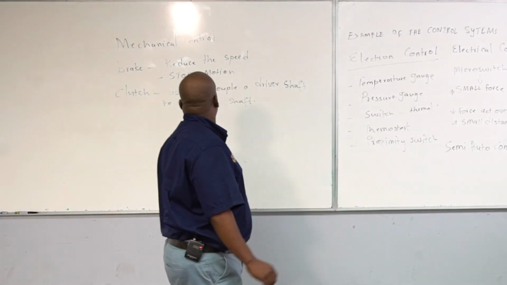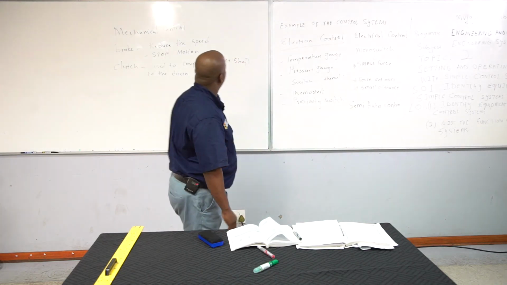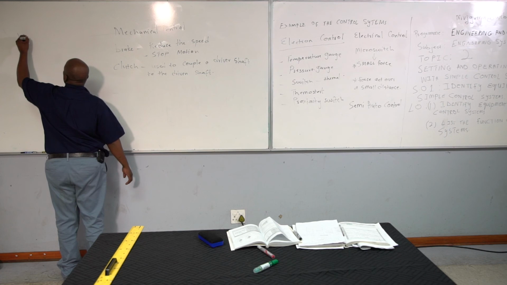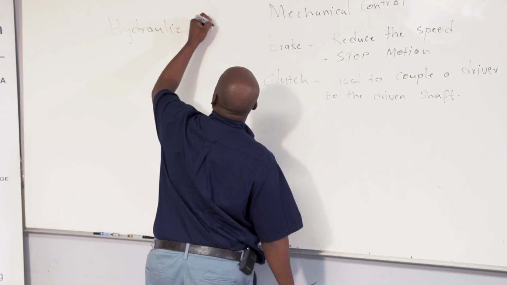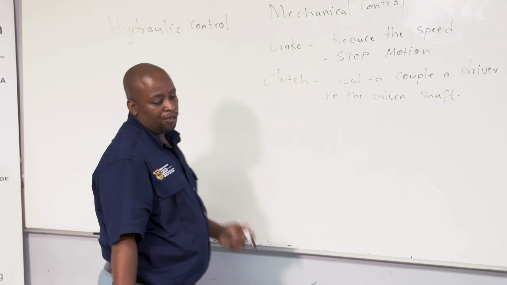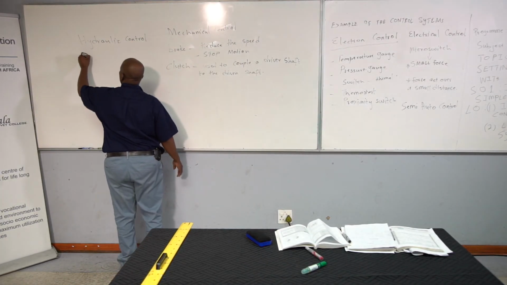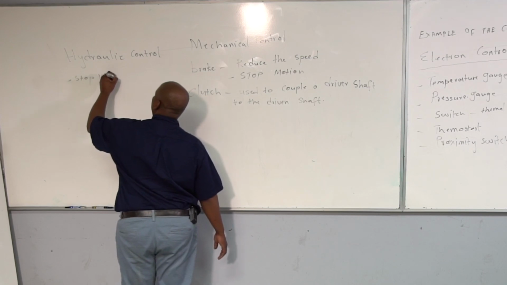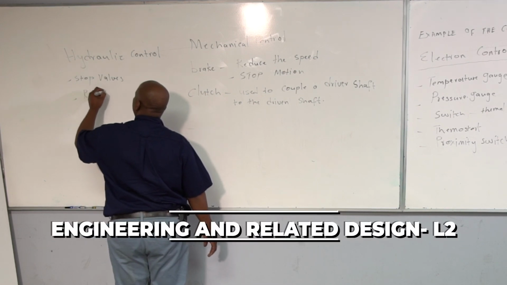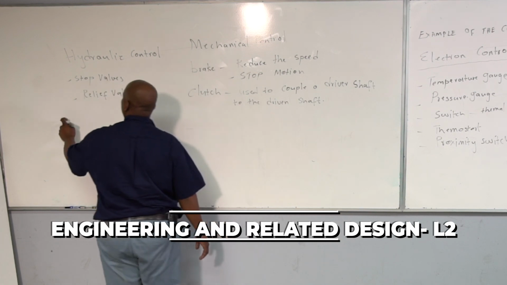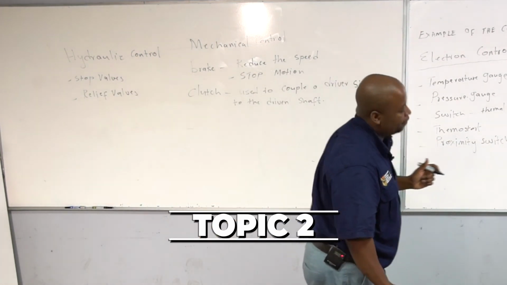And the last example will be the hydraulics control. Hydraulic control. How do we achieve control by means of this device? We make use of the stop valves, relief valves, and lastly, the reverse valve.